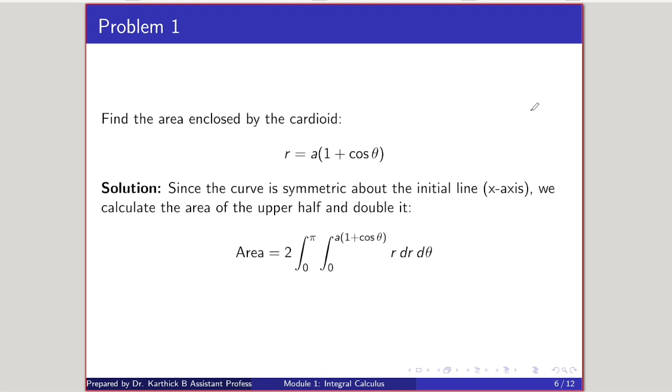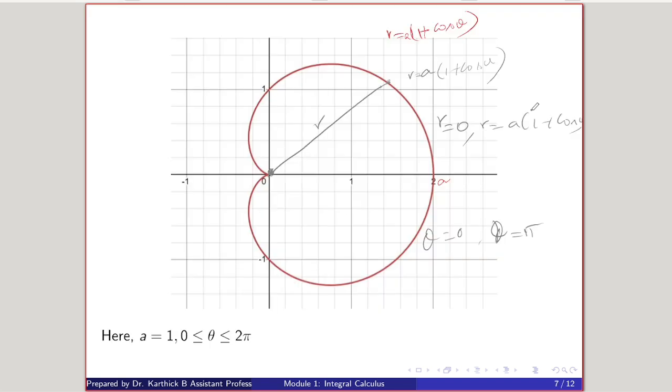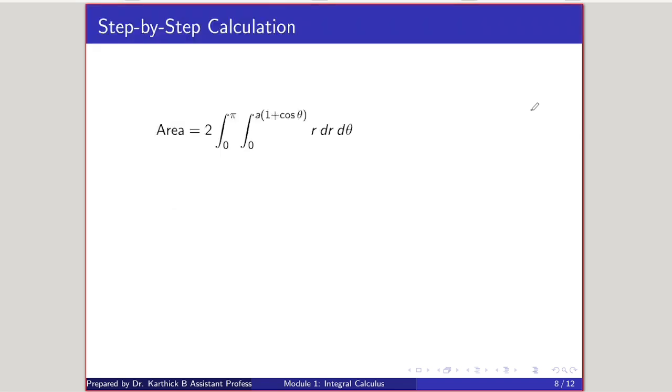As I told you, theta will take the limits 0 to pi and r will take the limits 0 to a into 1 plus cos theta. Now we have to evaluate this. We will evaluate the inner integral dr d theta first. The integral of r is r square by 2, and we have to substitute the limits, from 0 to a into 1 plus cos theta.